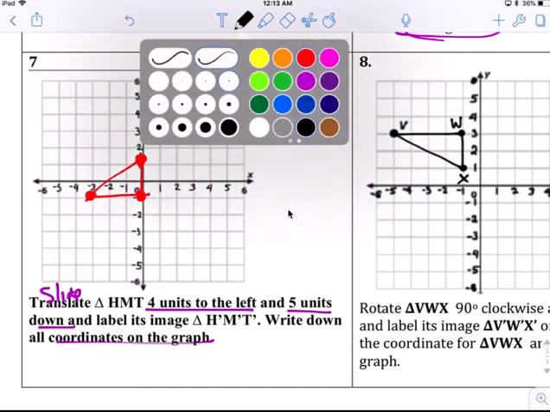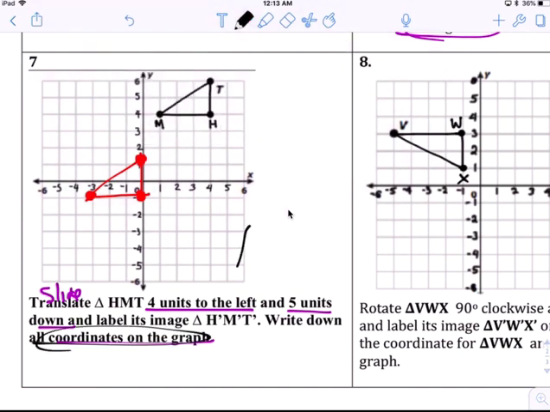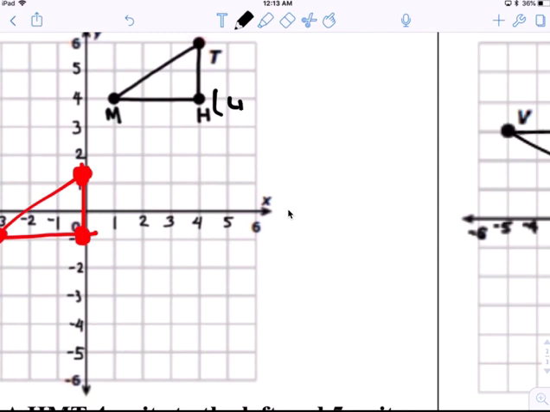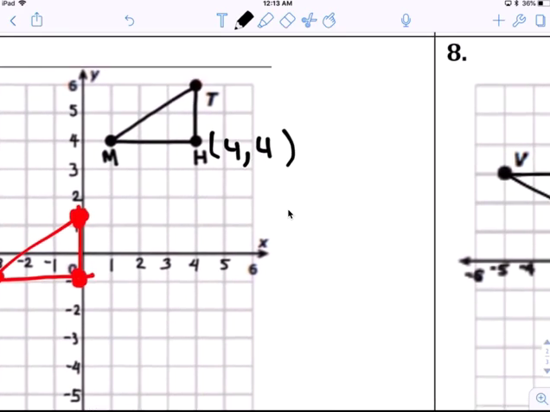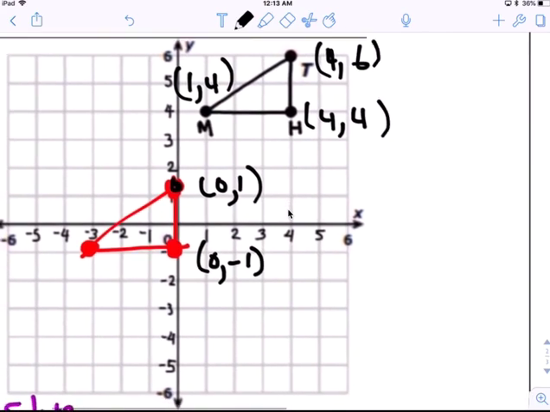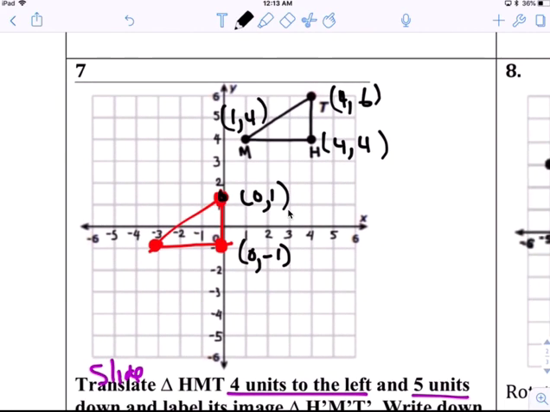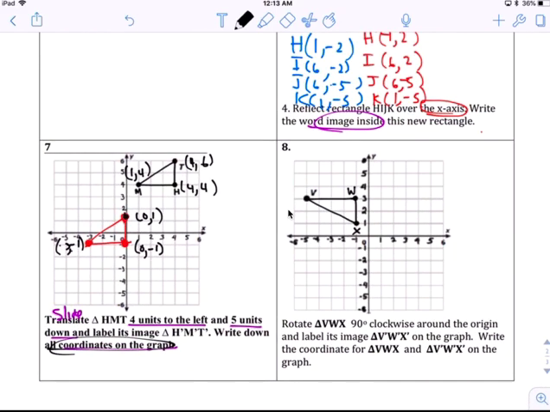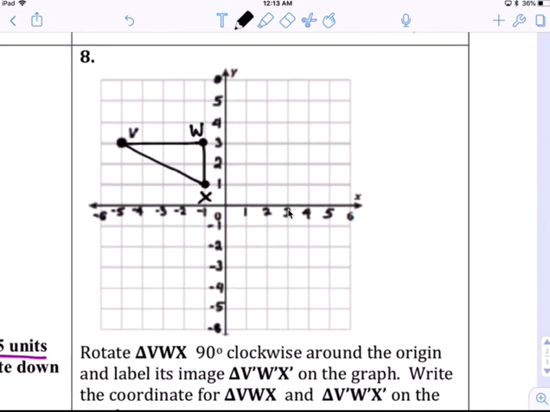Right, all the coordinates it says on the graph. So 4, 4, 4, 6, 1, 4, 0, 1, 3, -1. Okay. Okay, 8.